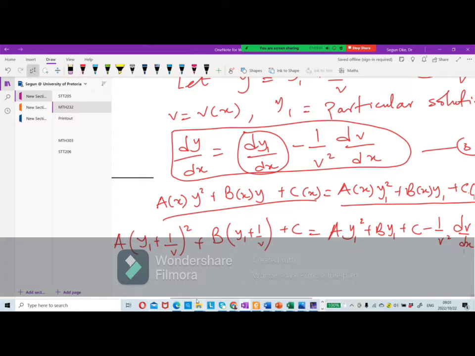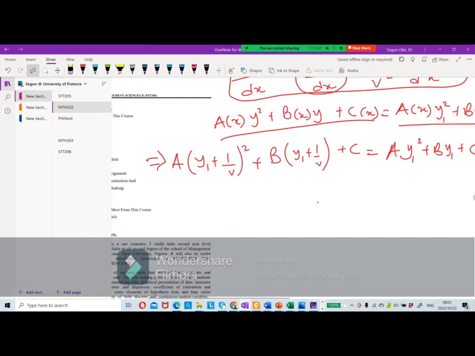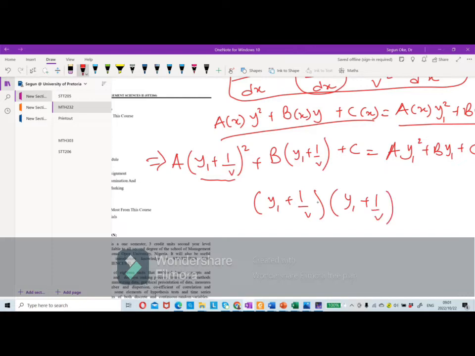So can someone tell us, we need to open the bracket now. How do you open this one? What is the value for this? Somebody should do it. That is y1 plus 1 over 2v multiplied by y1 plus 1 over v. So open it and tell us the answer. Our time is fast spent. What do you have? Y times this, y1 squared. Y1 squared plus 2y1 over V plus 1 over V squared. Thank you.